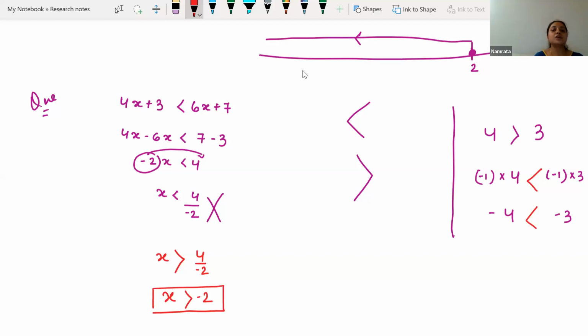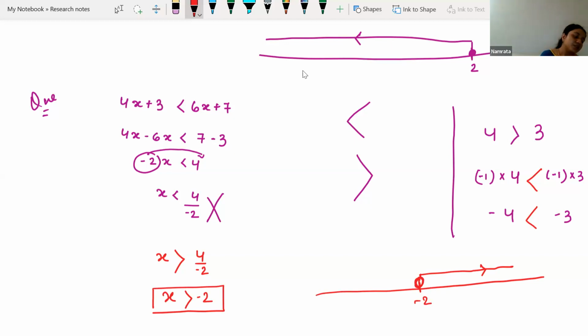How to represent it on the real line? A real line will be there, -2 will be there, x is bigger than that, that means it will go on the right side. Open circle or closed circle? Open circle, because it's not touching -2. Okay, is it clear, Lina? Yes, ma'am.